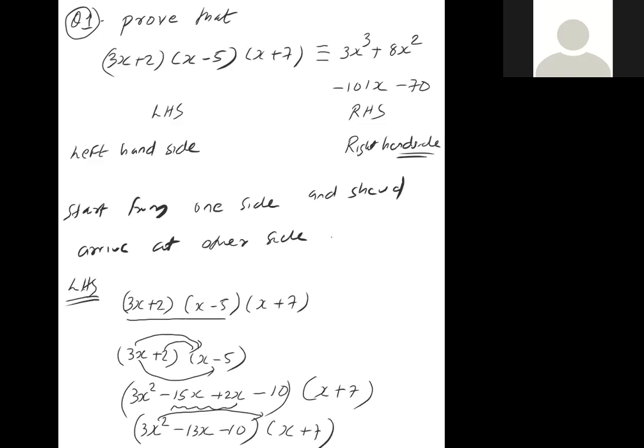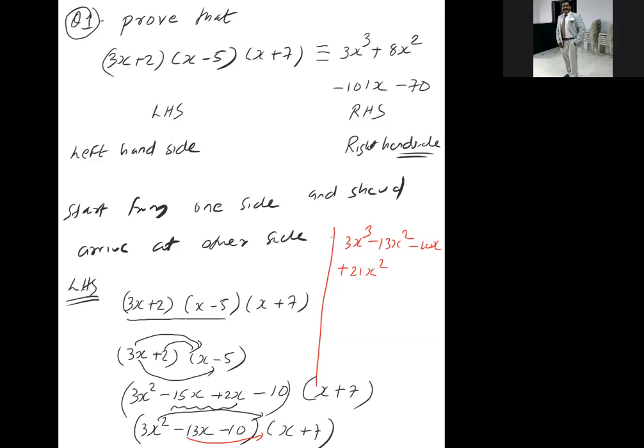Then we expand it. 3x squared into x is basically 3x cubed. Then minus 13x into x is minus 13x squared. Minus 10 into x is minus 10x. Next, 3x squared into 7 is going to be plus 21x squared. Then minus 13 into 7, what is 13 into 7? It's 91, so minus 91x. Minus 10 into 7 is minus 70.